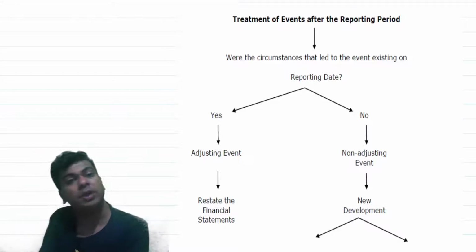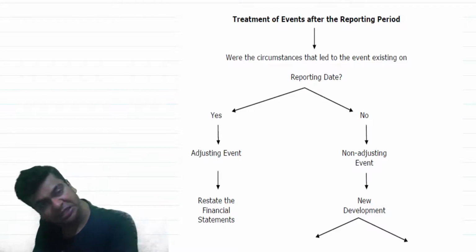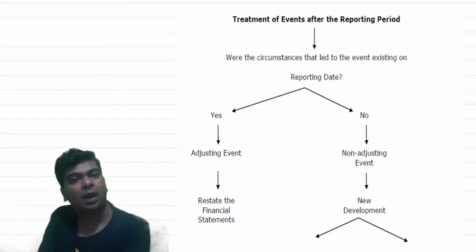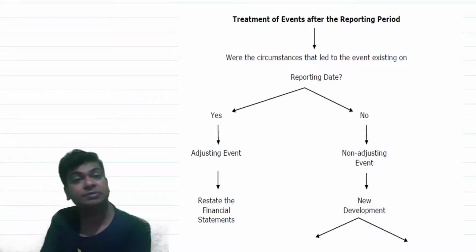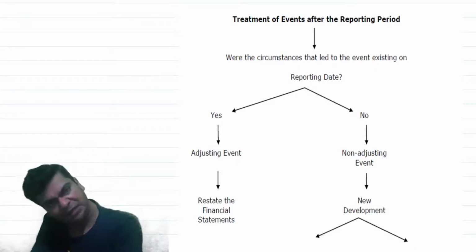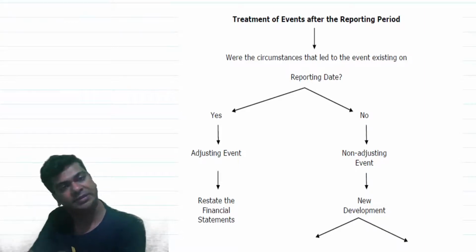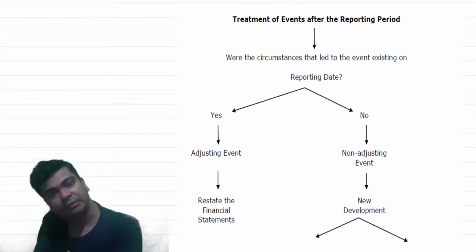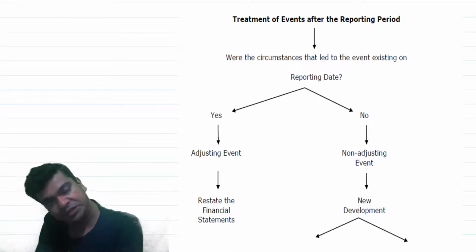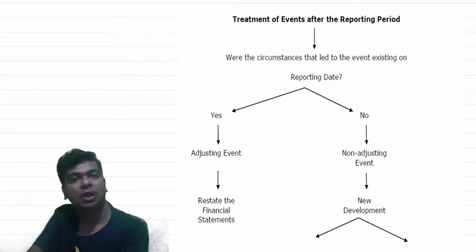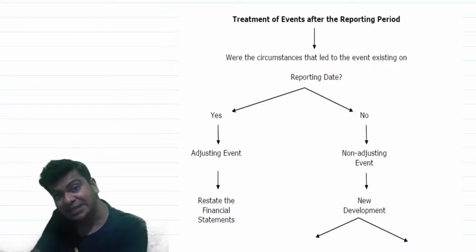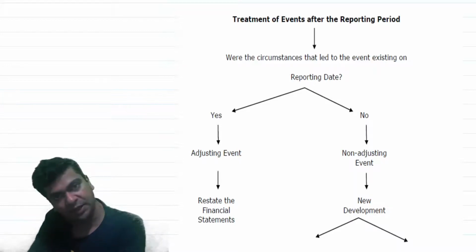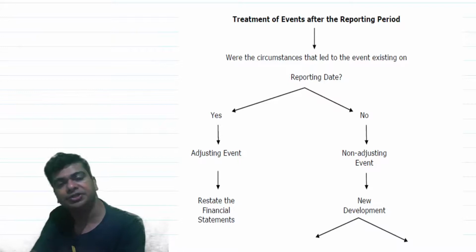It can even turn out to be a non-adjusting event. If the non-adjusting event is a material event, a disclosure should be provided in the notes to the financial statements. At times, the event can be a routine event. If it is a routine event, then simply ignore it. That means in terms of Ind AS 10, I will have to distinguish between events after the reporting period which are adjusting in nature and which are non-adjusting in nature. Now, how will I do this segregation? How will I identify whether the event is adjusting or non-adjusting?